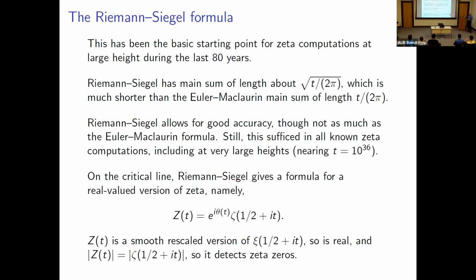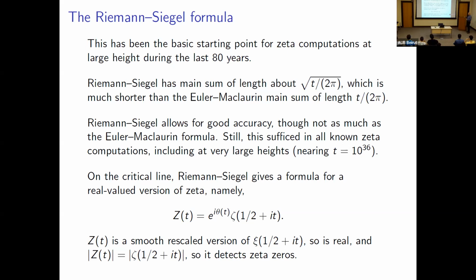And even more should be fine. Right, and one way to write it is for zeta on the critical line, but instead of computing zeta, you compute a real version of zeta called Z of t, which is defined this way: e to the i theta t times zeta of 1/2 plus it.